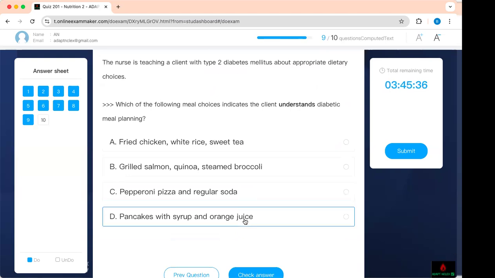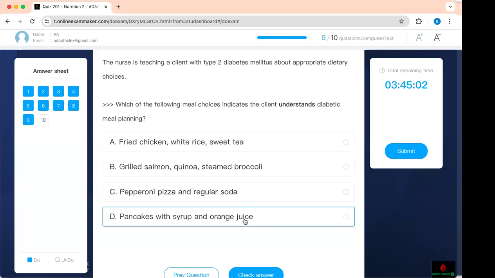The last one, a nurse is teaching a client with type 2 diabetes about appropriate dietary choices. Which of the following meal choices indicate the client understands diabetic meal planning? A bunch of words. Don't worry. The key word is diabetic meal planning. Which one of them? Go to the content. Patient is diabetic. That means there should not be too much sugar. Don't pick too much sugar. That is the key for this question. No fat, but key sugar.